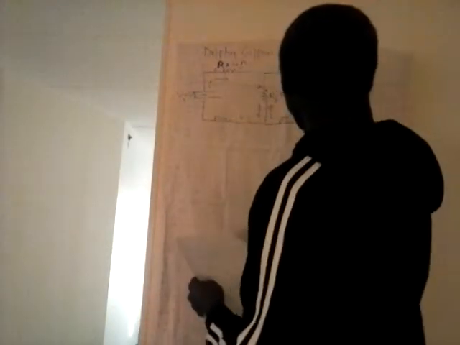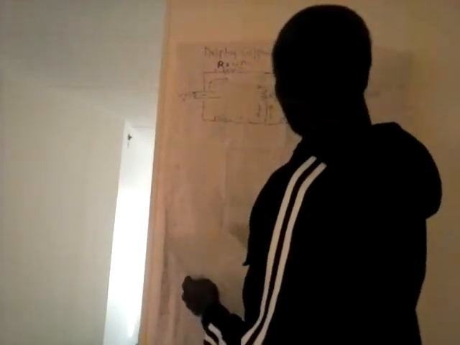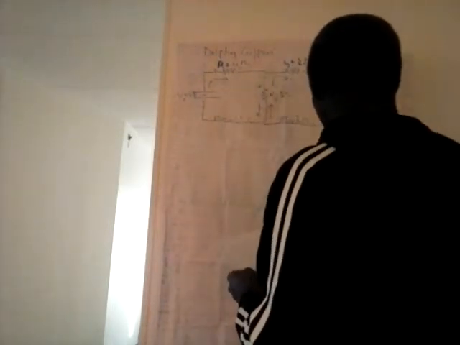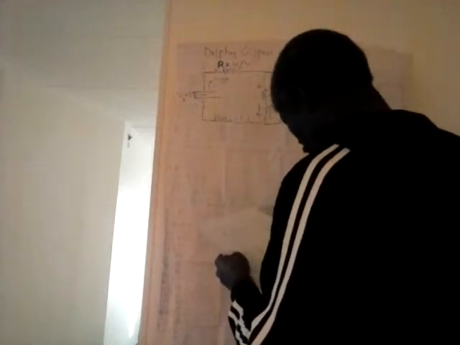And R3 now is equal to 2 ohms. And for this, the current is assumed going in this direction. This is mesh 2. Okay. So what happened here now?